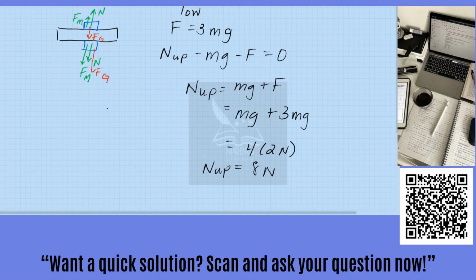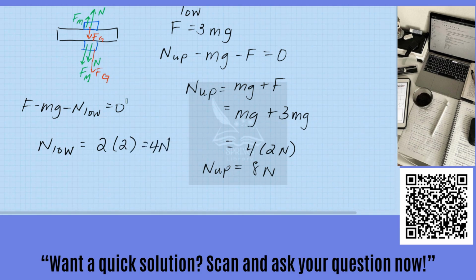So we also need the lower force. So F minus mg minus the lower normal force is equal to 0. So the normal force for the lower magnet is 3 mg minus mg, which is 2 mg, which is 2 times 2, or 4 newtons.